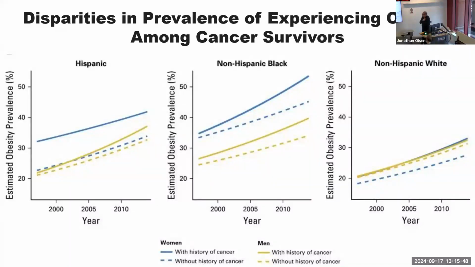Non-Hispanic whites, you actually see that the lines are basically parallel, they fall on top of each other. And so the story of weight gain is actually very much a story of race ethnicity as well as cancer survivors versus people without a history of cancer. So again, we see these social disparities in weight gain and obesity in the United States.